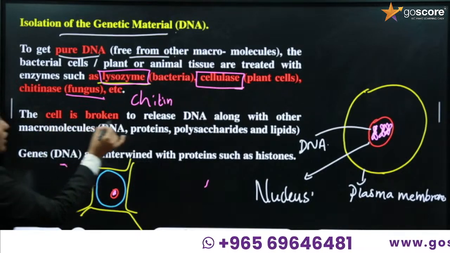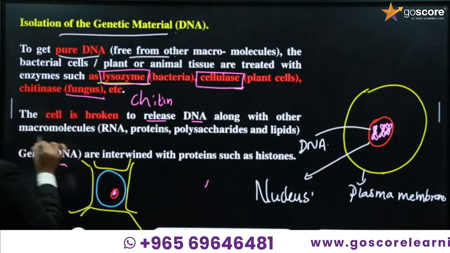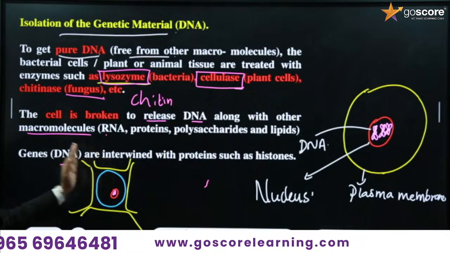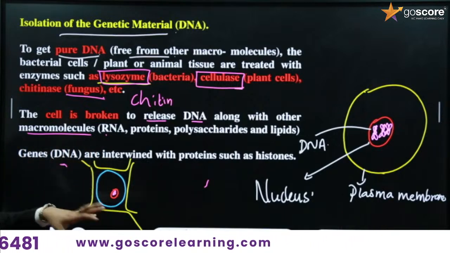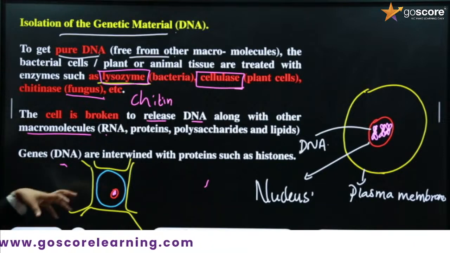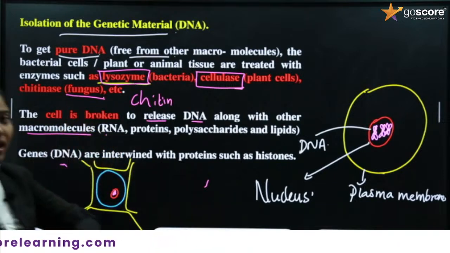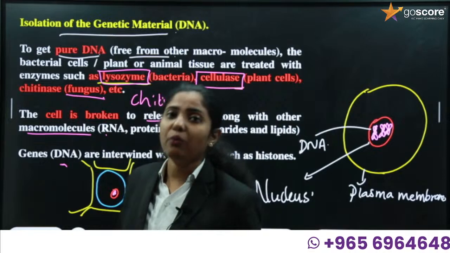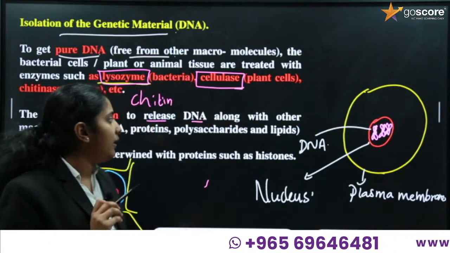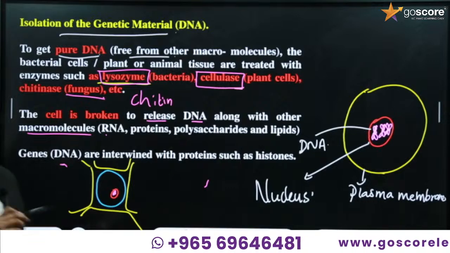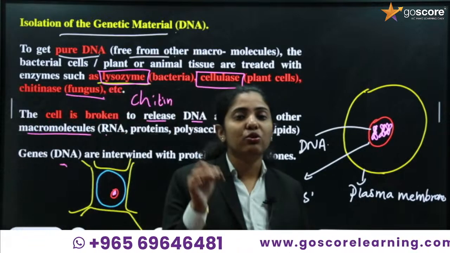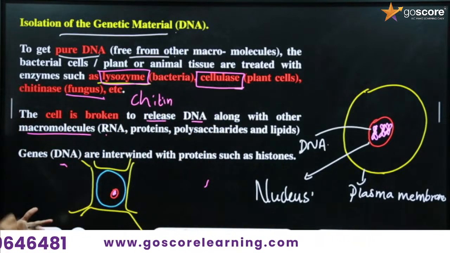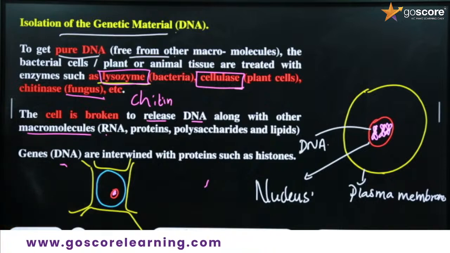Okay, so the cell is broken to release DNA along with other macromolecules. Once the cell wall is taken out and the plasma membrane is removed, the DNA will be taken out along with the macromolecules. Okay, what are the different macromolecules present along with DNA? It is RNA and protein, then polysaccharides and lipids. Okay, next target is to remove the RNA, then the protein, polysaccharide and lipid. Let's see how they can be removed.